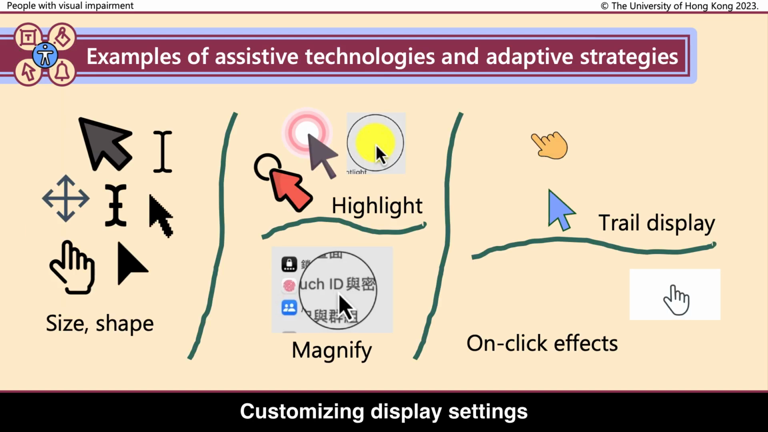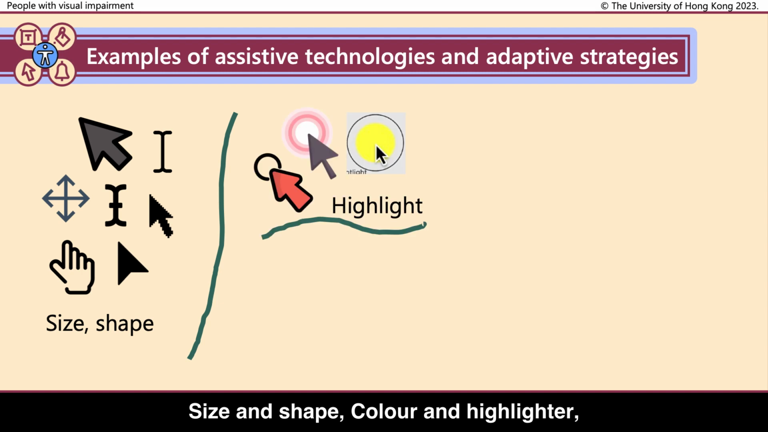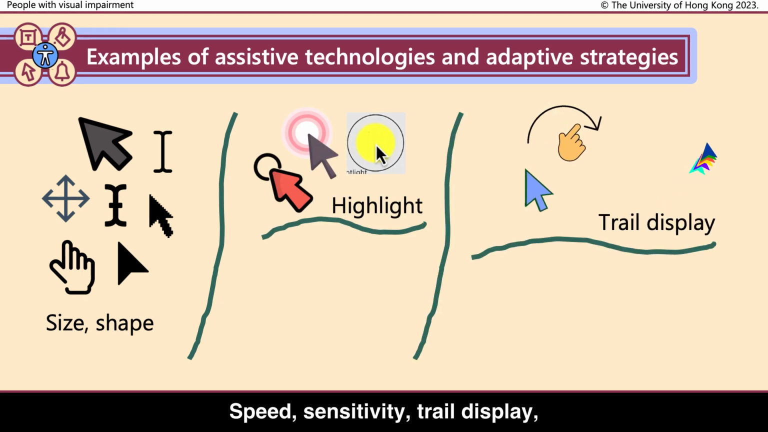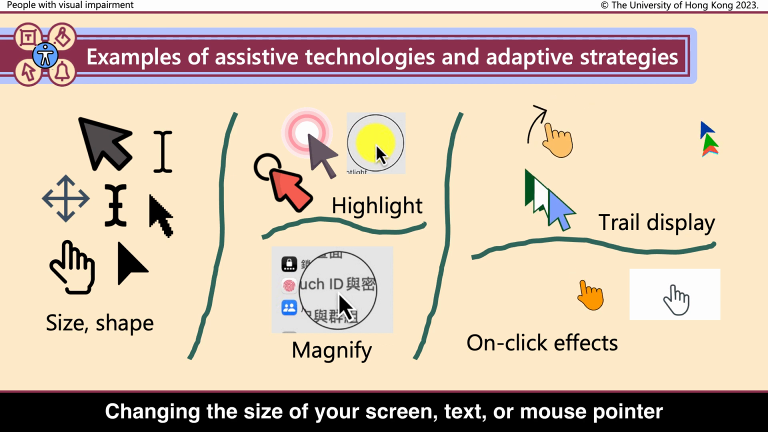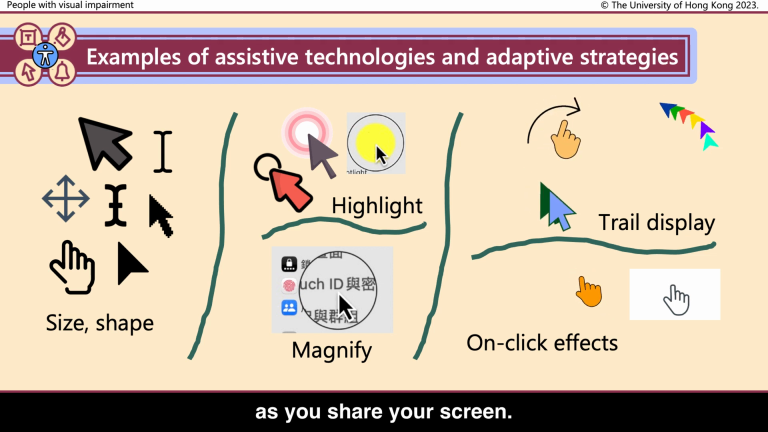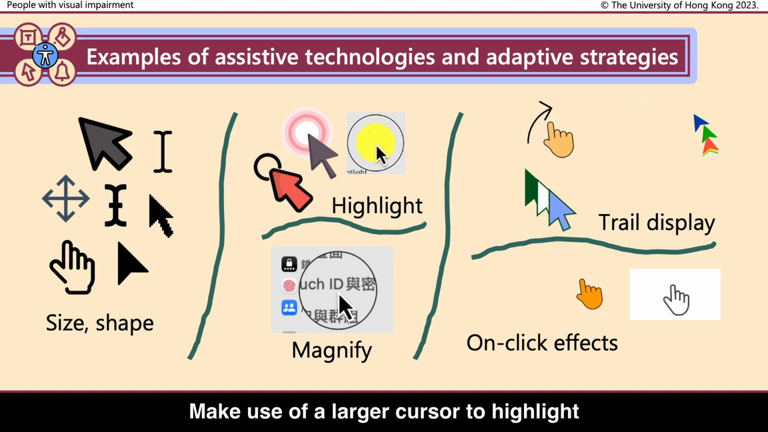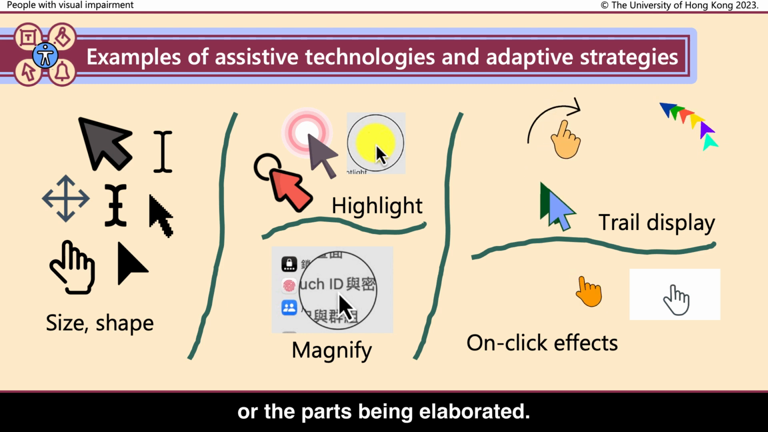Customizing display settings, such as the styling and effects of the cursor or pointer on screen. Examples include the following. Size and shape, color and highlighter, speed, sensitivity, trail display, on-click effects, etc. Changing the size of your screen, text, or mouse pointer can make it easier for participants to follow along as you share your screen. Make use of a larger cursor to highlight and/or point to the main points of the content or the parts being elaborated.